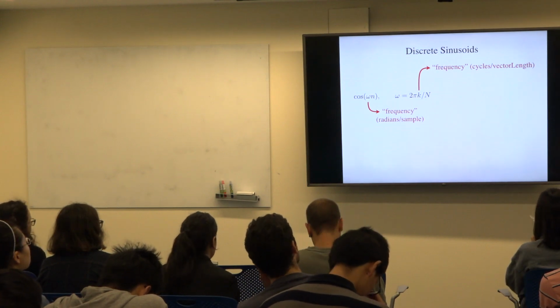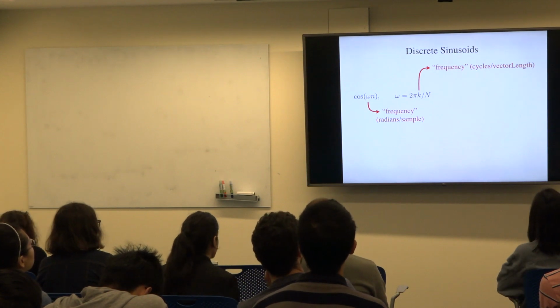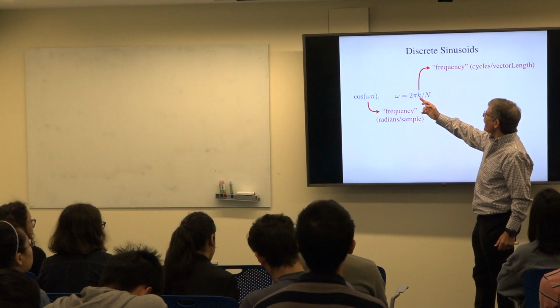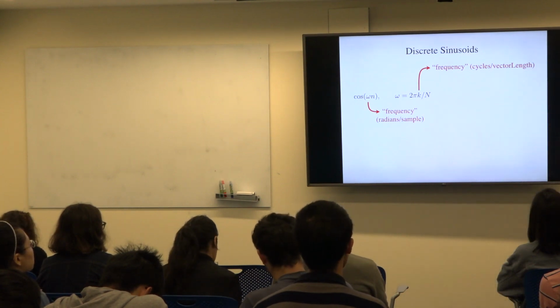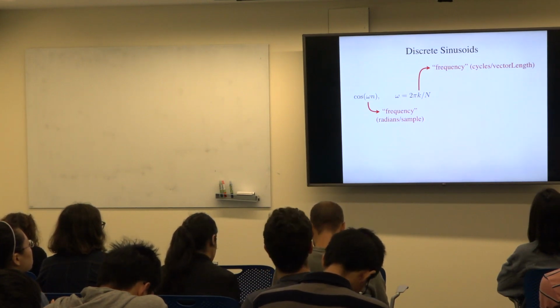So we usually state omega in these terms. If the length of our vector is capital N, we're going to have omega be 2 pi k over capital N. So k now is in units that are much more sensible. It's in how many cycles of this cosine wave per the length of my vector. How do we know that?